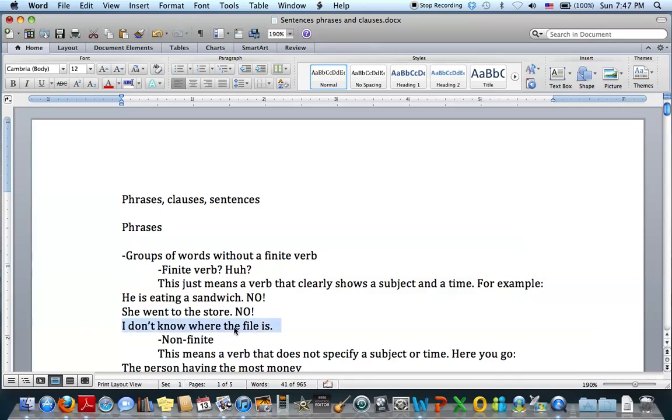Next up, I don't know where the file is. Oh, this one is also a loser. Too bad. The reason for that being that, yes, we have a clear subject right here, and we have a verb, well, a verb phrase right here, which clearly identifies I as the subject, and tells us the time, too. Simple present, owing to the do right there.